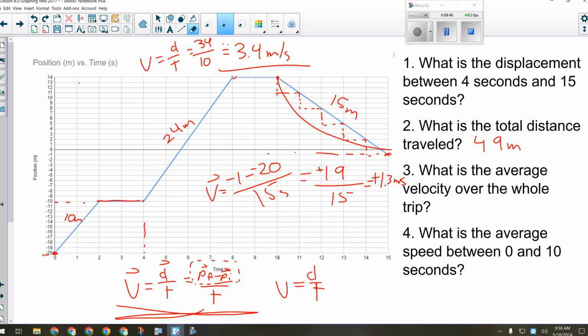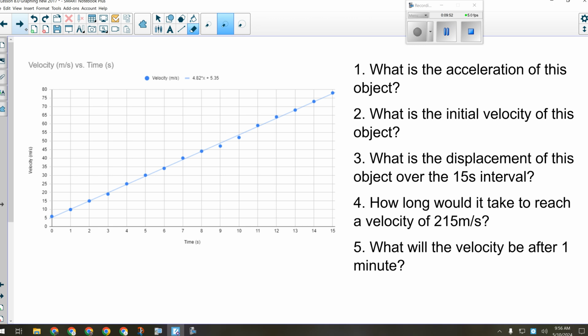Would it be accelerating then? Definitely. Okay, let's do this. We haven't done a linear velocity time graph yet, so let's have you guys work on this. I'm going to give you 5 to 10 minutes on this one, and then we'll go through it.